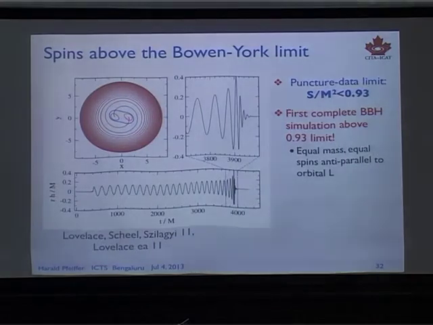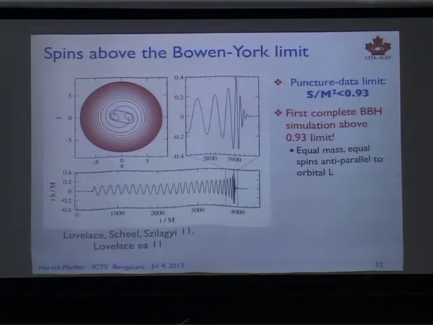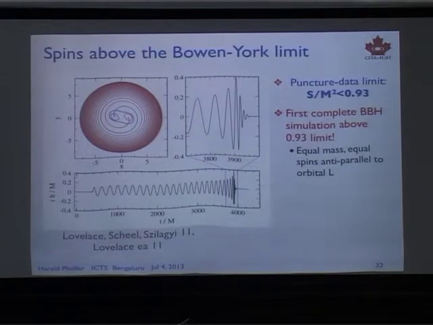Our own group has succeeded in computing black holes with very high spin. It turns out a widely used way of constructing black holes in numerical relativity is called puncture data, and that only works for spins less than approximately 0.9. So what's shown here is the first simulation with spins bigger than 0.9, 0.95 in this particular case.